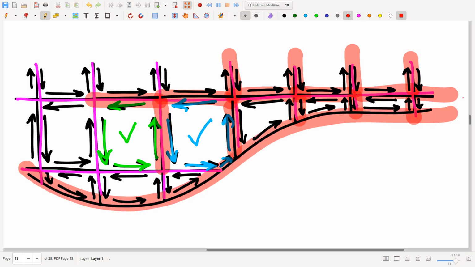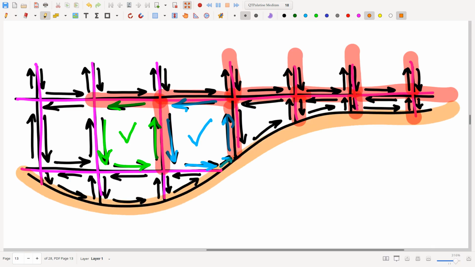Oh, whoops, I wanted a different color. Sorry. You're left with just the boundary of the hole. So, boundary circulation is an accumulating quantity. Super surprising.